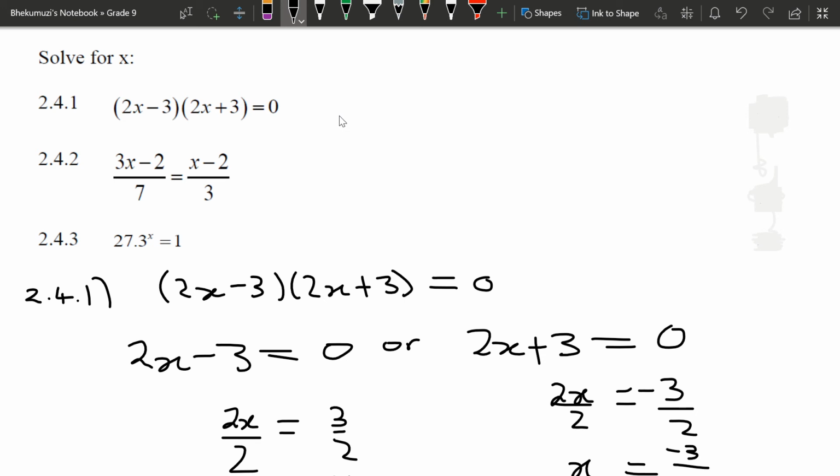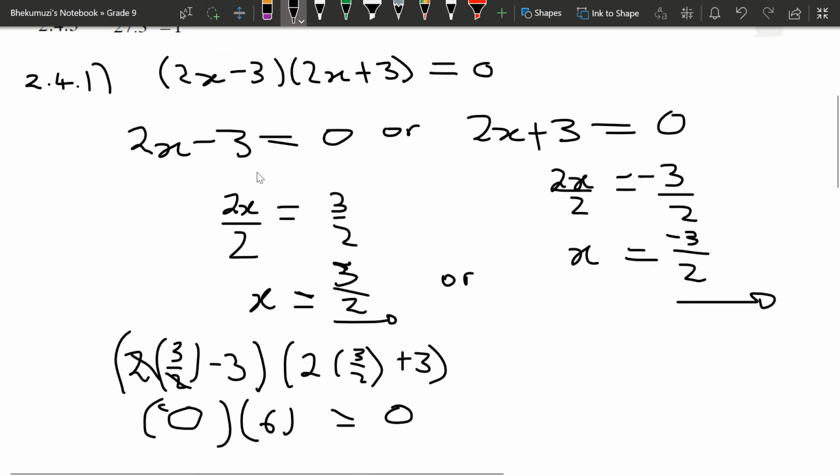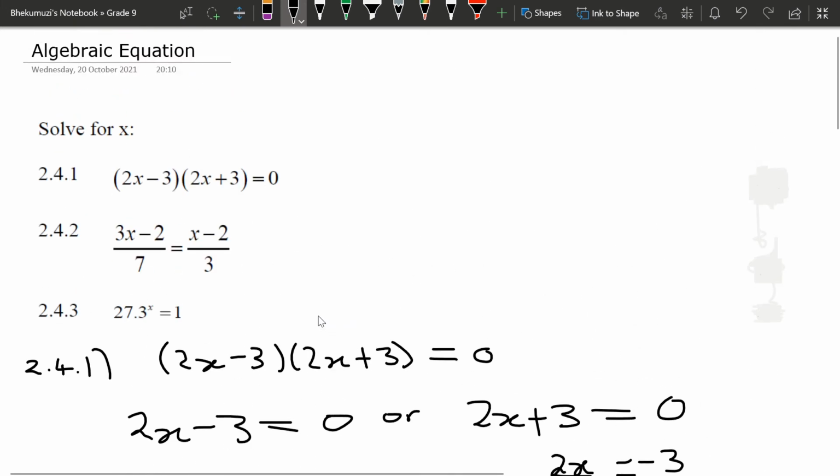Now the only thing we needed to do was to separate those factors, and once we separated them, we wrote them out and then we got two answers for it, right? And then same thing again. Now with 2.4.2, what you should notice is that they used fractions.